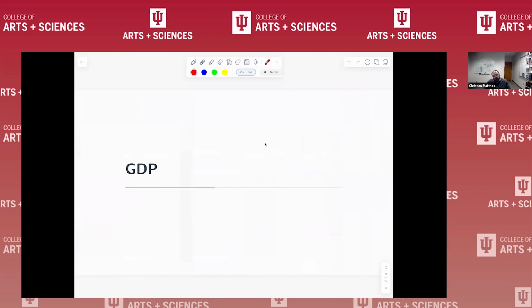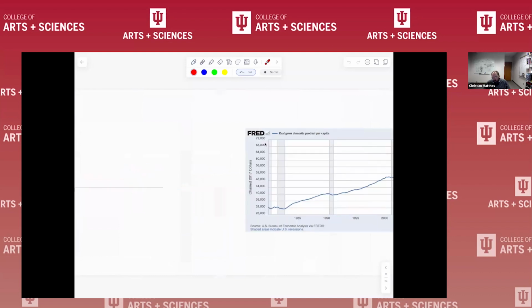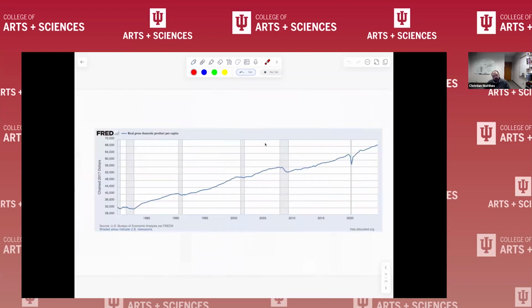Next, I want to shift gears. I want to look at gross domestic product. This is the amount of goods produced and services provided in the US economy. I want to plot this over time, same format of the graph that we've already seen before. What I plot here is real gross domestic product, real again meaning taking into account any changes in inflation. And second, I'm plotting this per capita.